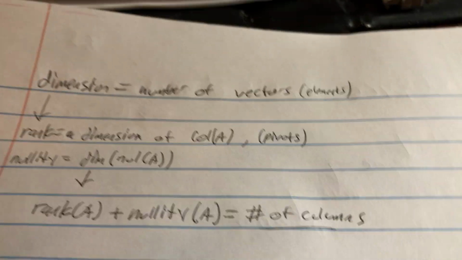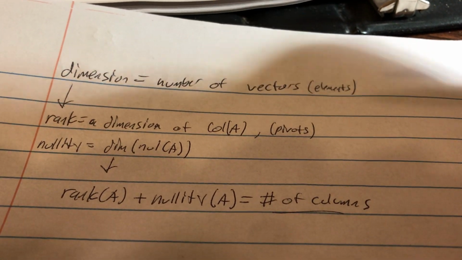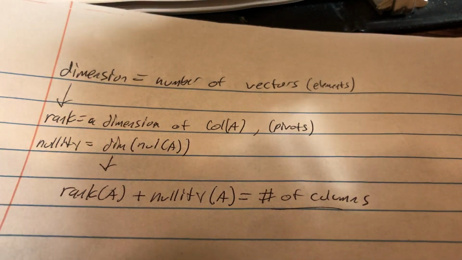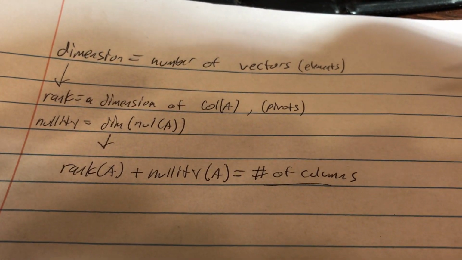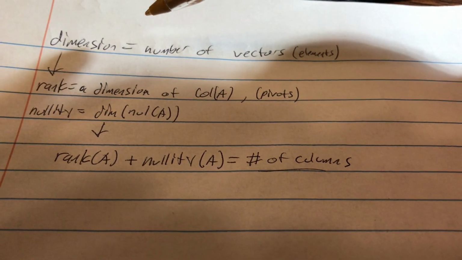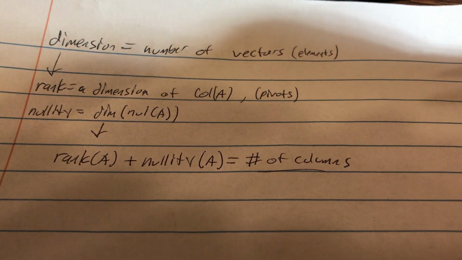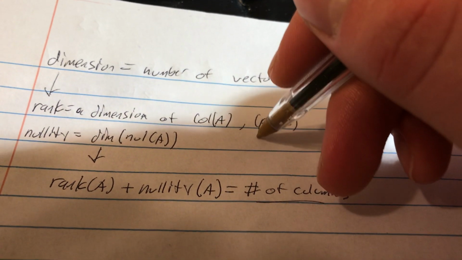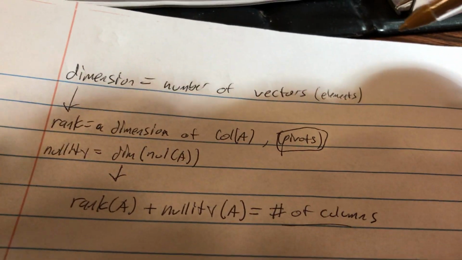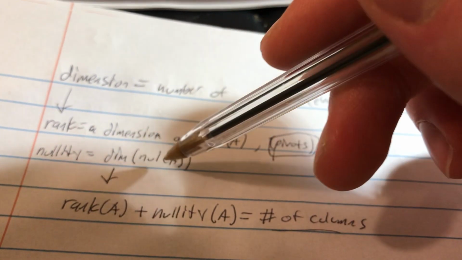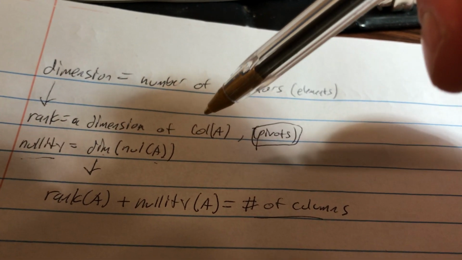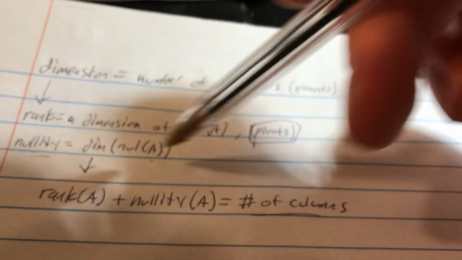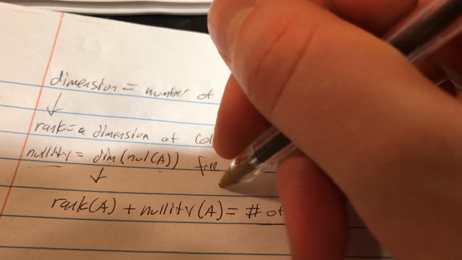Okay, final word on dimension and rank. Dimension, like I said, is just a description of the basis. A dimension is just the number of vectors or elements in that basis. And then rank is a type of dimension, where it's the dimension of the column space. In other words, rank is your number of pivots, and nullity is the dimension of the null space, or your free variables.